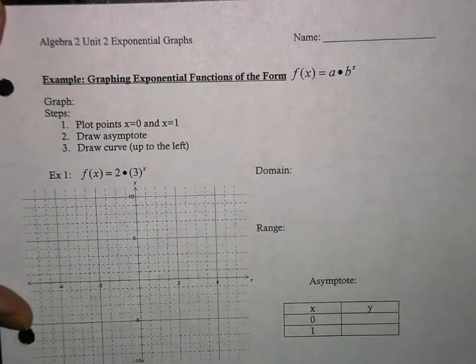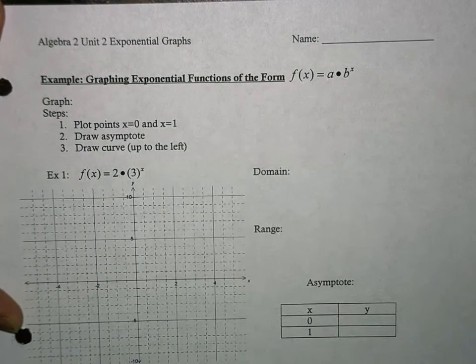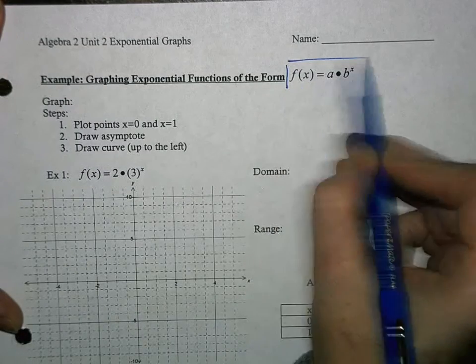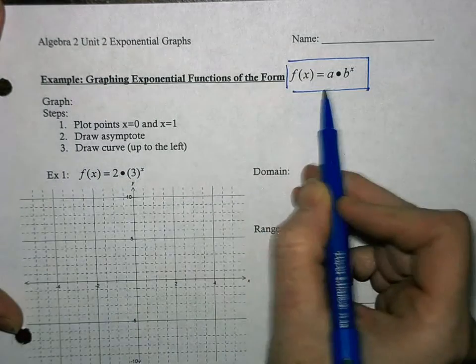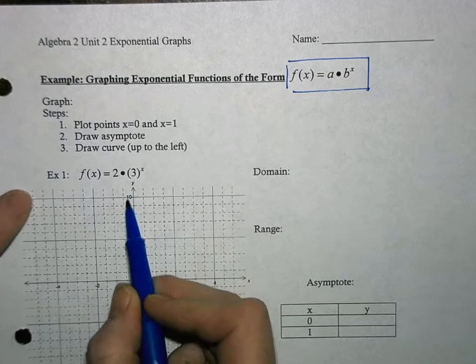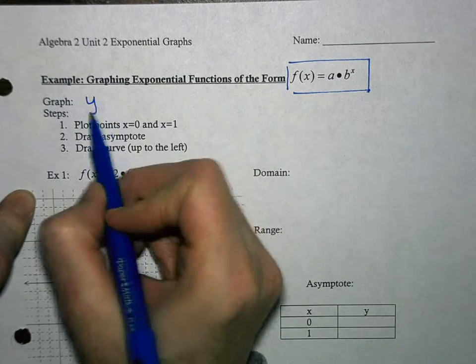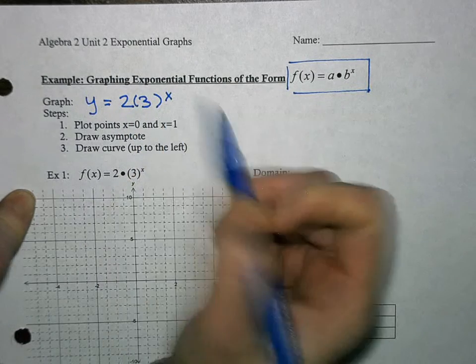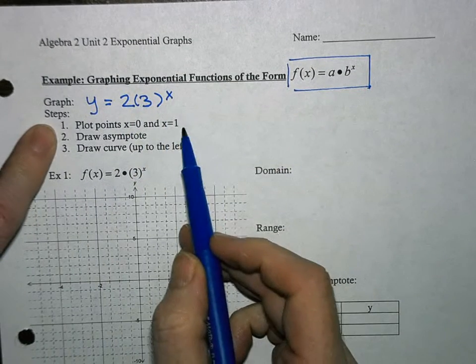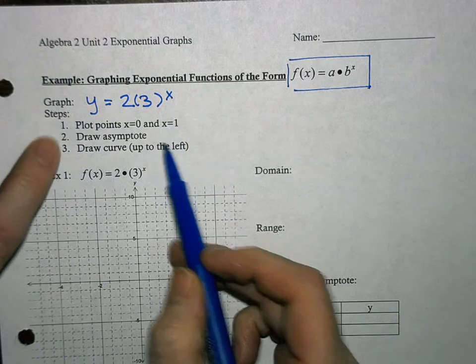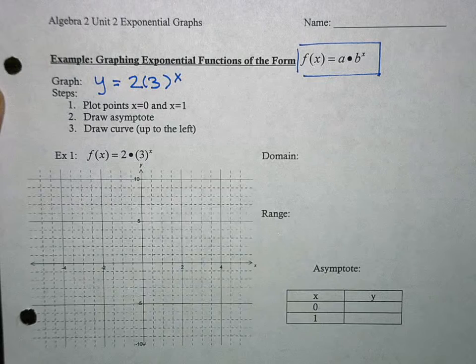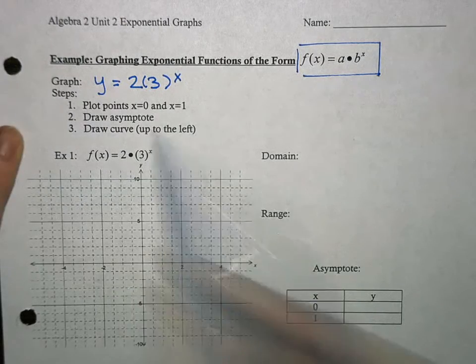Okay, finishing up today's lesson, we're graphing exponential functions of the basic form with no shift: y equals a times b to the x. Specifically, for the first example, we're graphing y equals 2 times 3 to the x. So here are our directions. We're going to plot 2 points, draw an asymptote, and then draw the curve. So it's pretty simple. So let's plot our first 2 points.